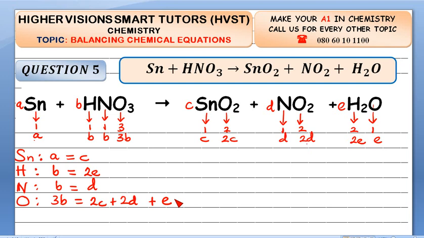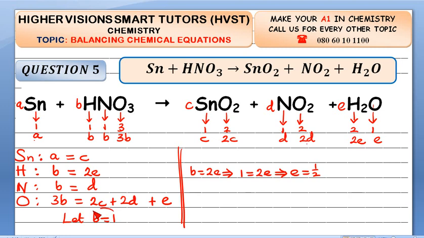Which one is the letter with the highest coefficient? I think that's B, having coefficient 3. So let's start by making that B equal to 1. Let B be equal to 1. That's how to start. The value might change later, but at least we start this way. If B is 1, let's come to the second equation, that's H for hydrogen. If B is 1, B is equal to 2E, eventually becomes 1 is equal to 2E. What then is your E? That means your E is half.